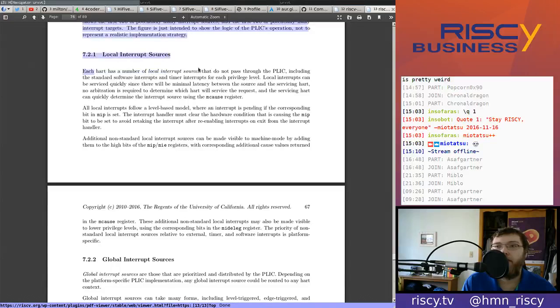Local interrupt sources. Each Hart has a number of local interrupt sources that do not pass through the PLIC. Okay, yeah, so this is the stuff we were talking about that isn't related to the PLIC, the local interrupts. So this includes standard software interrupts and timer interrupts for each privilege level. Local interrupts can be serviced quickly since there will be minimal latency between the source and the servicing Hart. No arbitration is required to determine which Hart will service the request, and the servicing Hart can quickly determine the interrupt source using the mcause register.